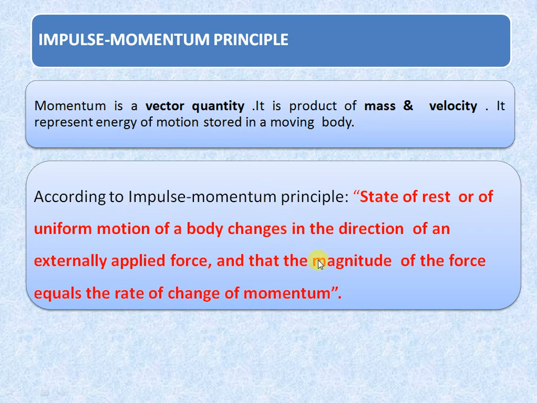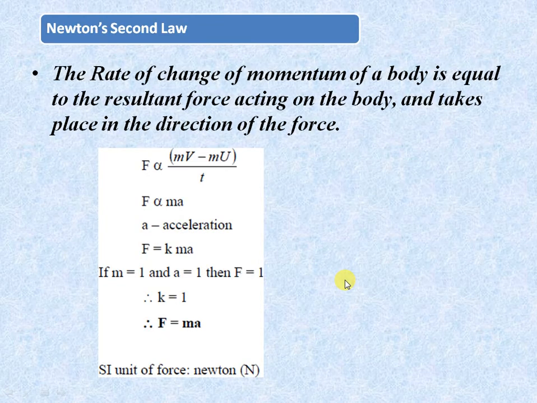the impulse momentum principle. Newton's second law says the rate of change of momentum of a body is equal to the resultant force acting on the body and takes place in the direction of the force. So here you can see that the applied force is proportional to the rate of change of momentum. Here v is the final velocity and u is the initial velocity. So mv by t and mu by t are the final and initial momentum.